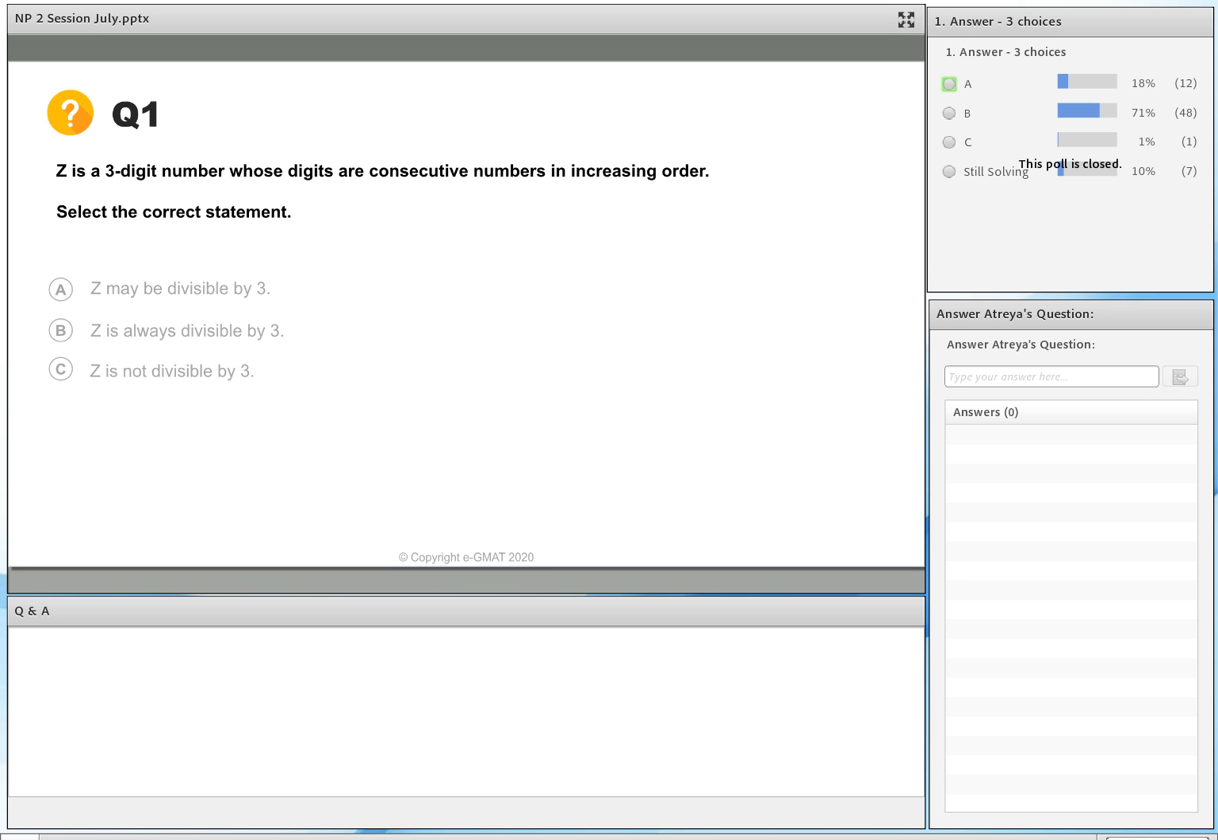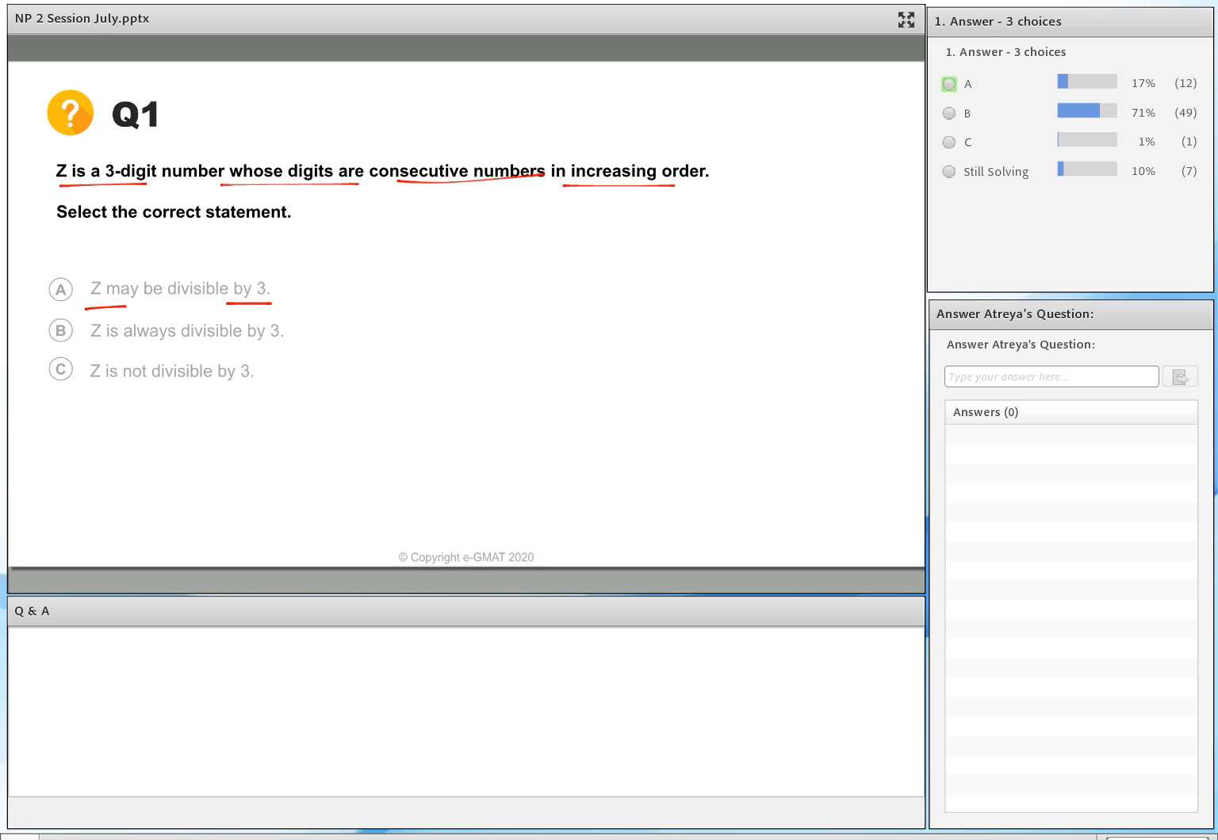So 71% of you tell me that the answer for this question is choice B, 18% of you tell me it is choice A, and only one candidate for choice C. Now let's read the question and understand what the question is asking us. Z is a 3-digit number whose digits are consecutive numbers in increasing order. We need to find the relationship between Z and the divisibility of 3.